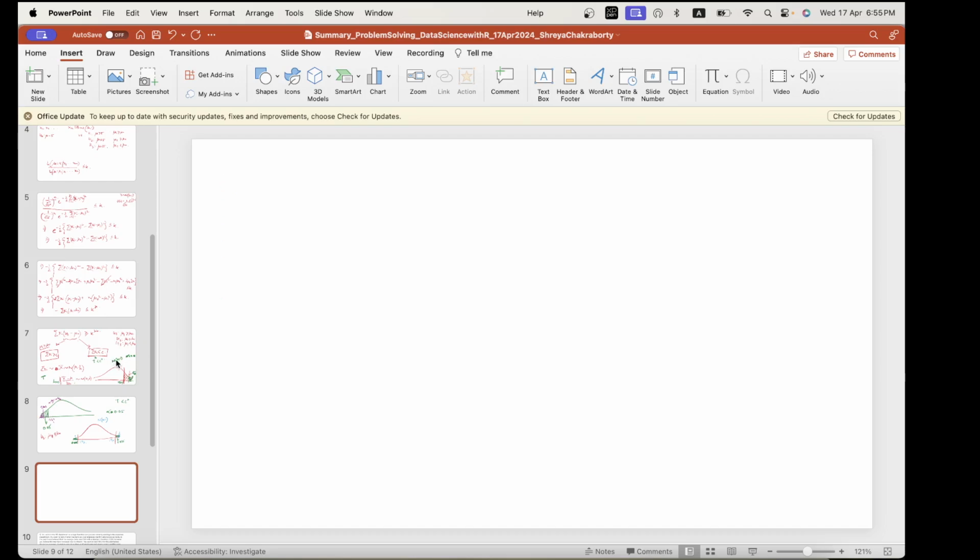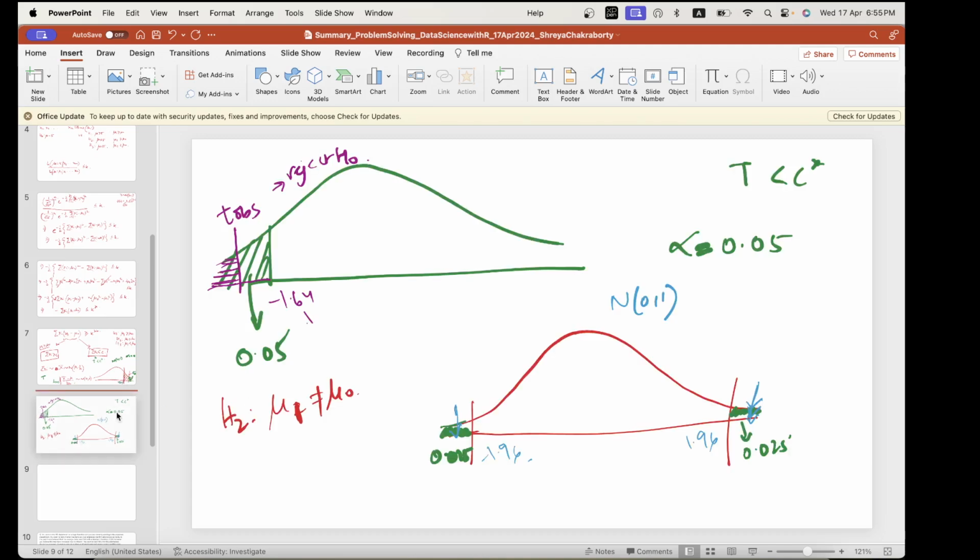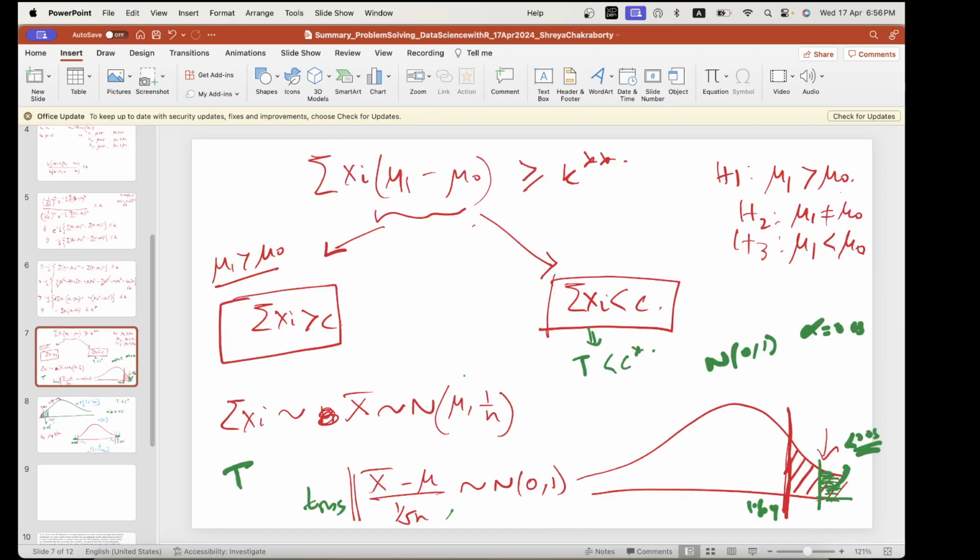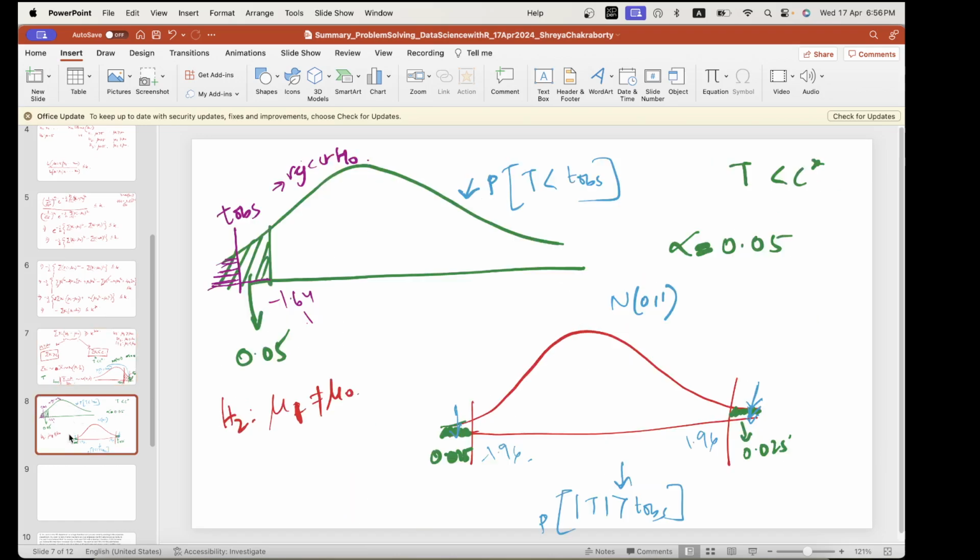That will depend on your hypothesis. So this both-tail hypothesis is actually probability of mod T greater than T observed. This will give you a p-value in this case. In this case, your p-value will be probability T less than T observed. And in this case, it will be probability T greater than T observed. All right. This will give you this green shaded area here. This will give you actually the purple shaded area.